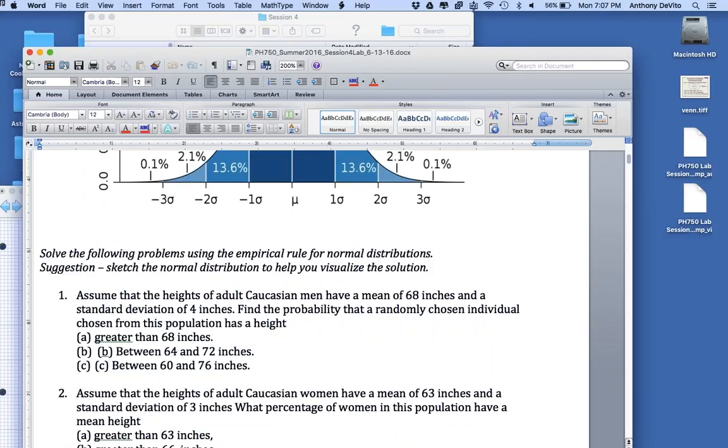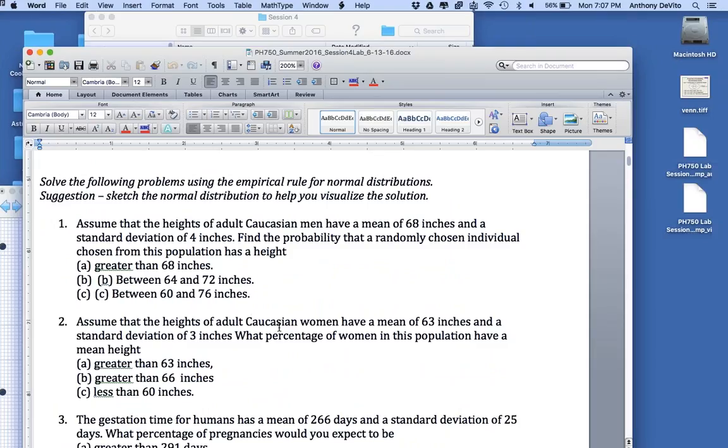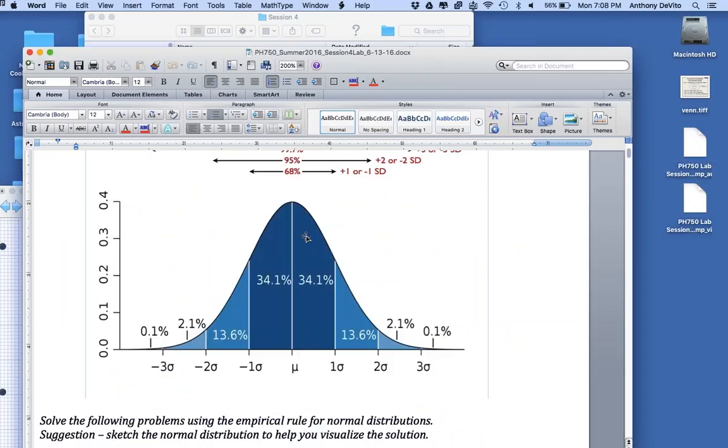So for instance, let's say we have a normal distribution of heights. Assume the heights of adult Caucasian men have a mean of 68 inches and a standard deviation of 4 inches. Find the probability that a randomly chosen individual from that population has a height greater than 68 inches. I don't even have to draw anything for that, right? The mean is 68 inches. The probability that you would randomly pick someone from that population who's over 68 inches is 50%, because the chance of being above the mean is 50%.